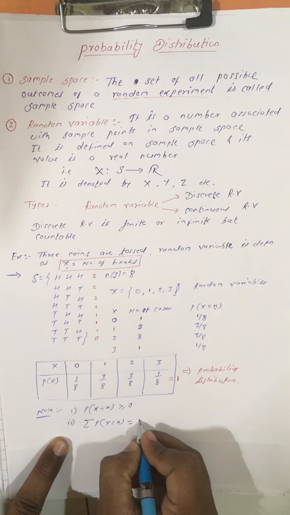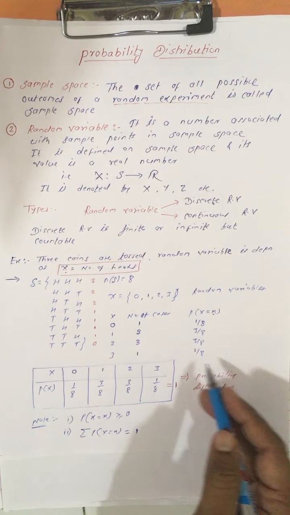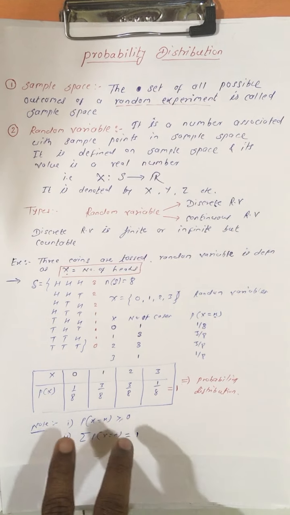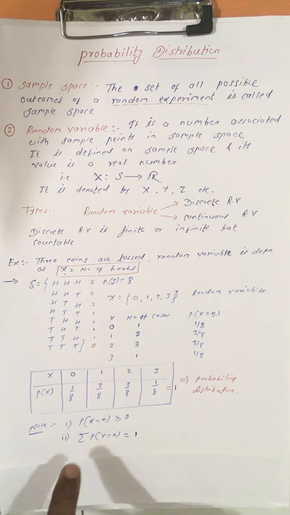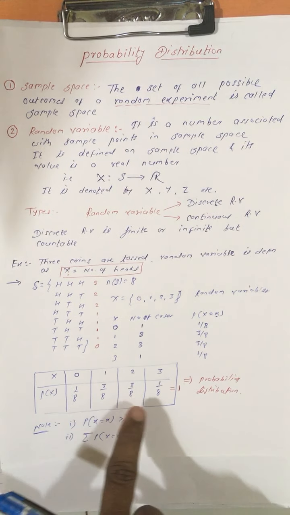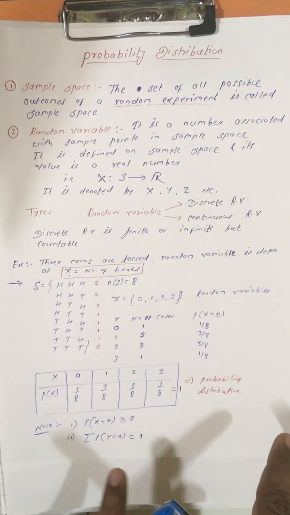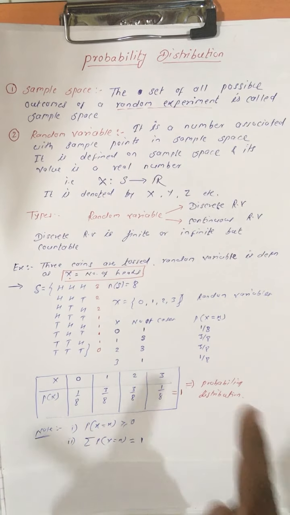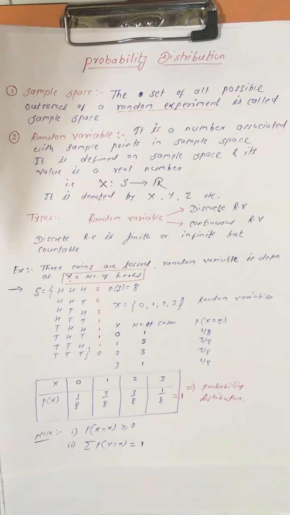The sum of all probabilities is equal to 1. That is, for identification of a probability distribution, there must be 2 conditions: all the probabilities must be positive and the sum of all probabilities must be equal to 1. Then we can say that it is a probability distribution.